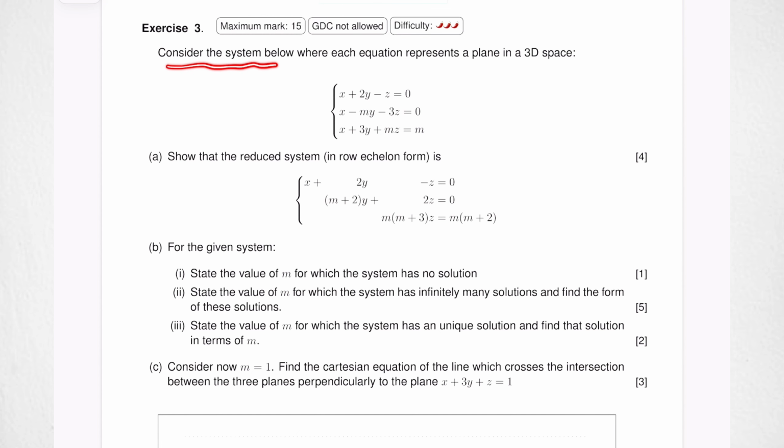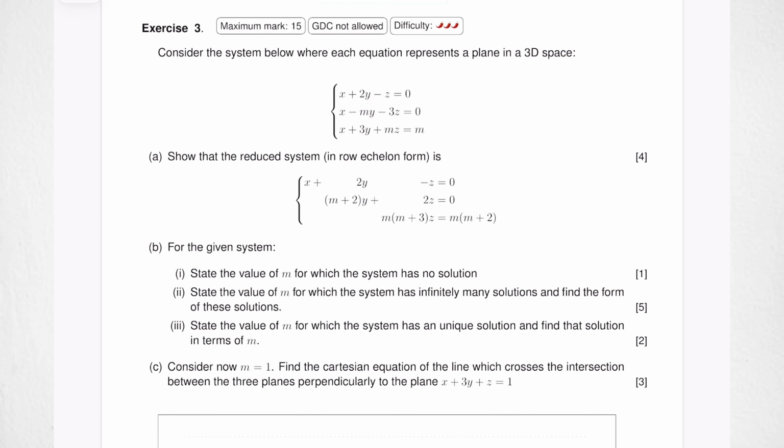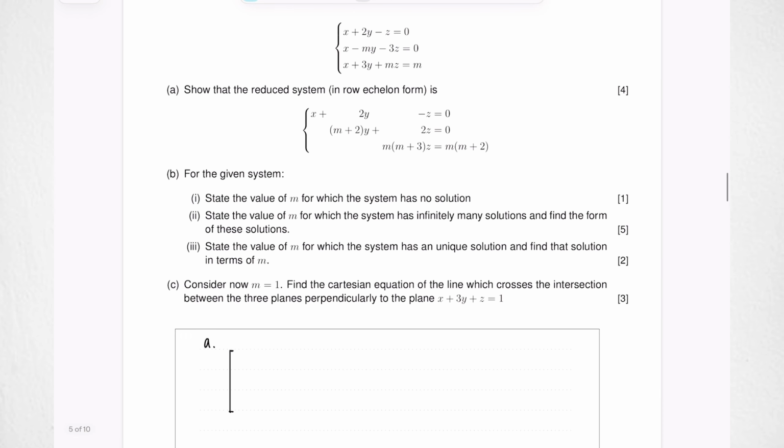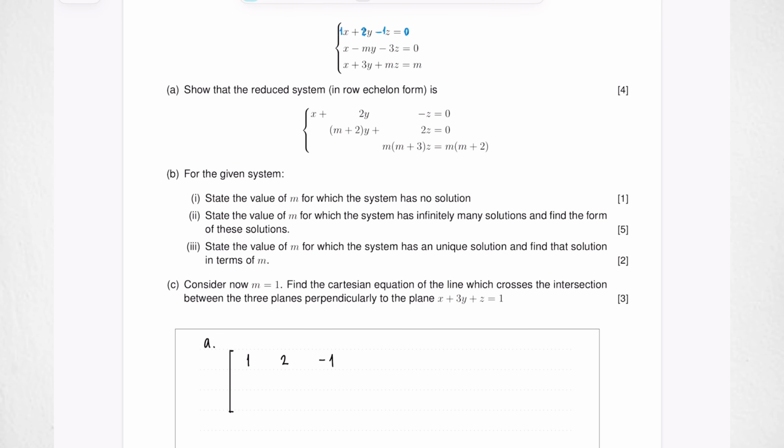So let's start. Consider the system below, where each one of these equations represents a plane. We're going to take this system, and in order to do a row echelon elimination, we need to come up with a triangle of zeros for these 3 coefficients here. It is much faster if you only write the coefficients for these variables and whatever shows up on the right hand side of these equations, which means we're going to have 1, 2, -1 and 0 for the first line, 1, -m, -3 and 0, and 1, 3, m and m here as well.